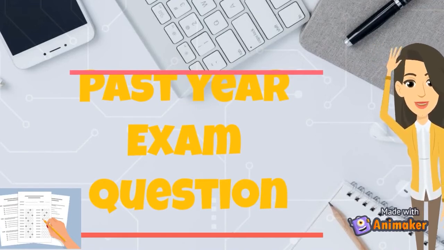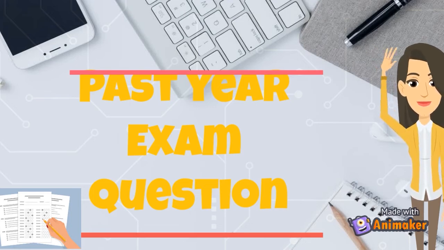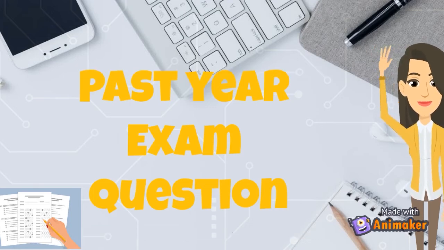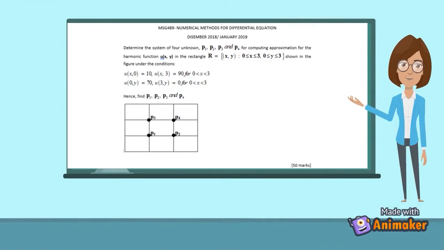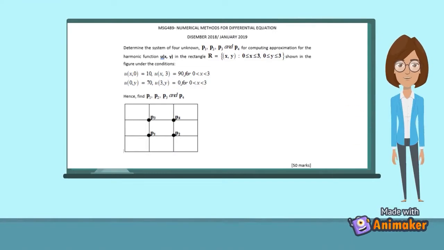Since you have learned about the concept of the 5-point formula, now let's look at how this topic is asked in the final exam. Let's take a look at the past year question, December 2018, question 4.